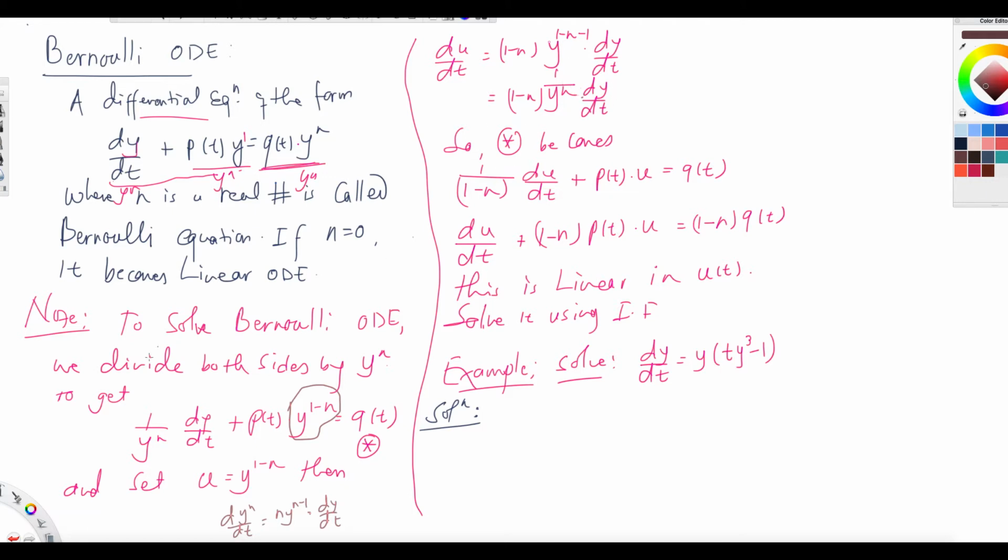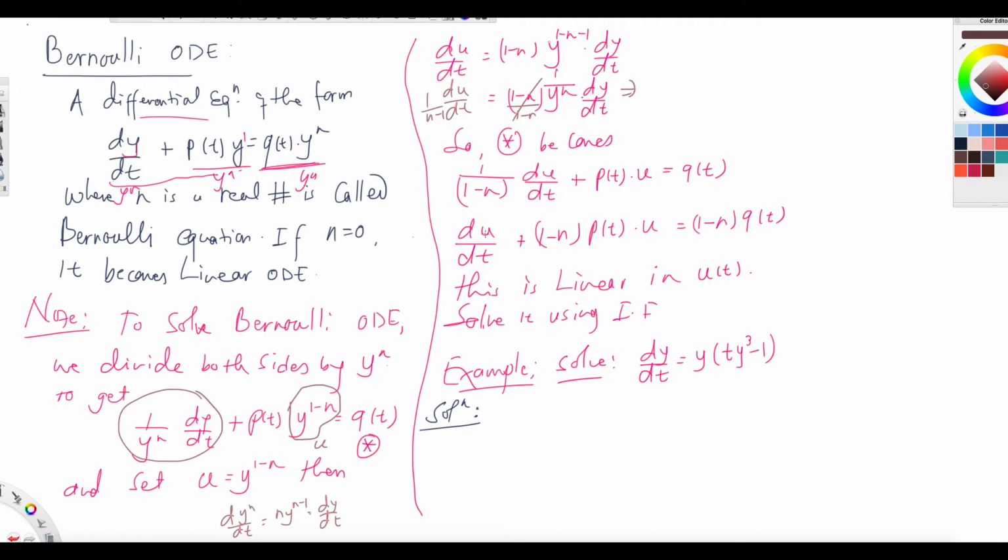So you can write that star equation as follows. If you divide both sides by 1 minus n, what do you get? 1 over 1 minus n times du/dt equals 1 over y to the n times dy/dt. So this guy is basically 1 over 1 minus n times du/dt. Plus p(t) times, we set that as u, so that is u, equals q(t), because y to the n is cancelled out after you divide by y to the n.